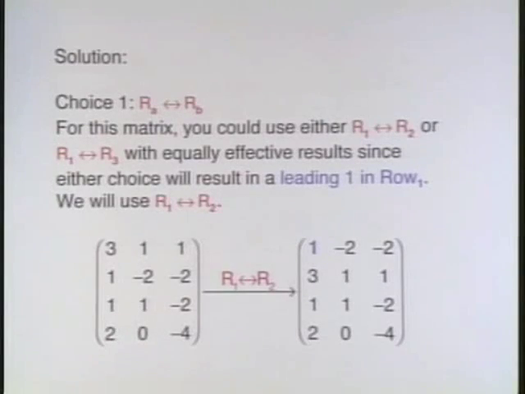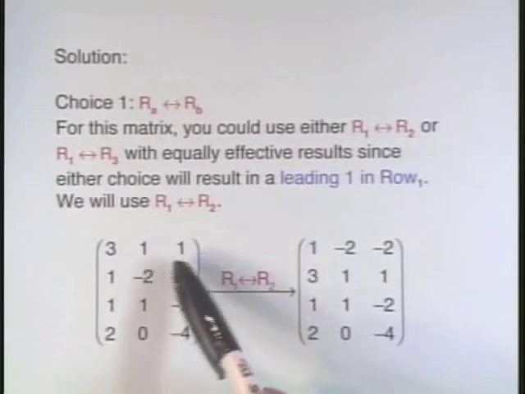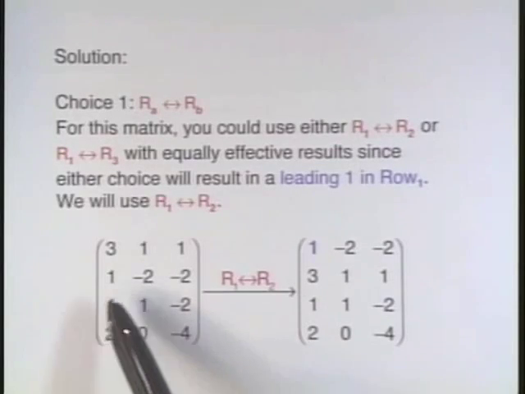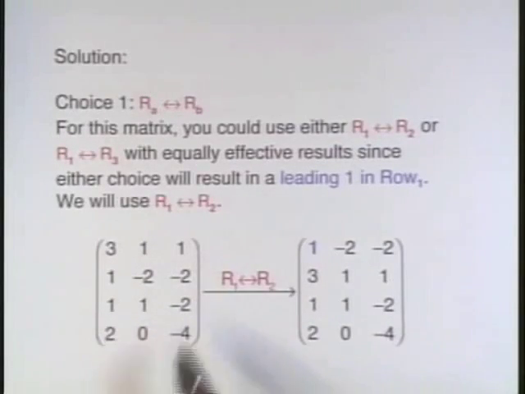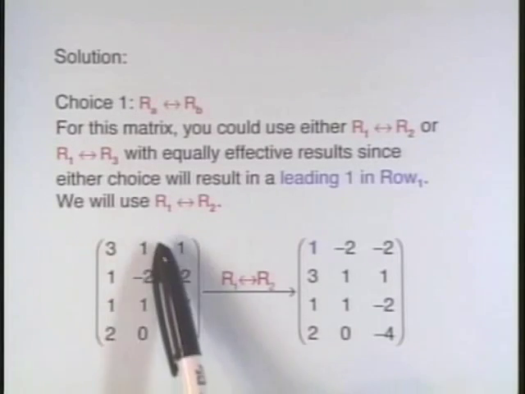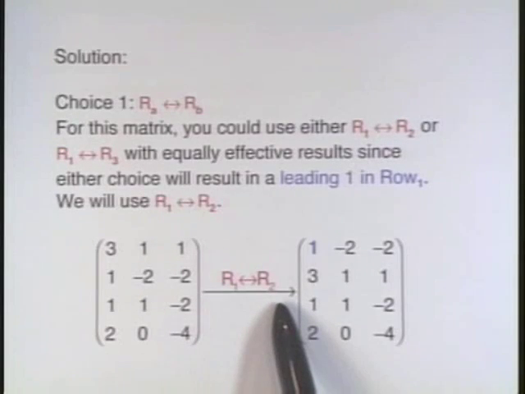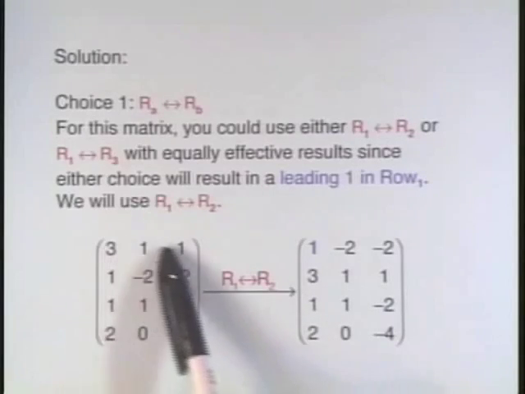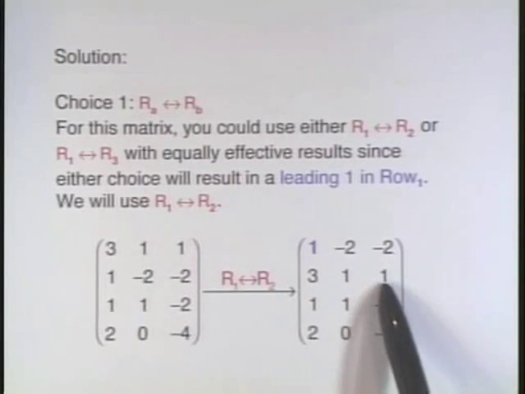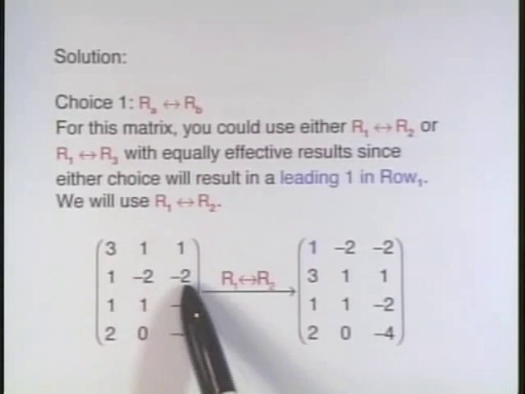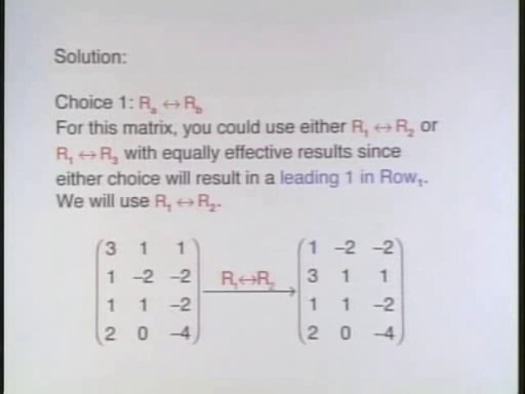For this matrix, you could either use row 1 and switch it with row 2 since row 2 has a leading 1, or we could use row 1 and switch it with row 3 since it has a leading 1, with equally effective results since either choice results in a leading 1 in row 1. We will use the operation row 1 switch with row 2. So we start with our original matrix and write our command, row 1 switch with row 2. Row 1 in the original matrix becomes row 2 in the equivalent matrix, and row 2 in the original becomes row 1. Notice that we now have a leading 1 in row 1.